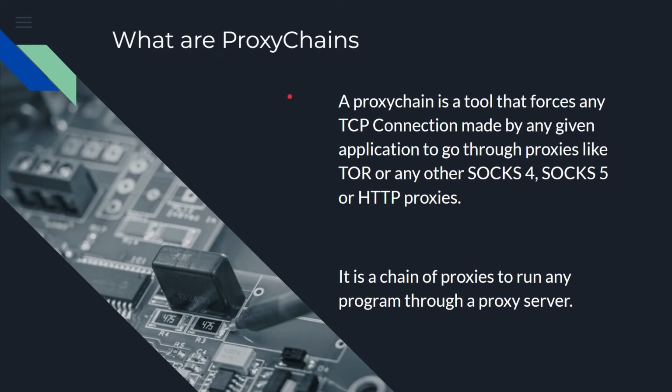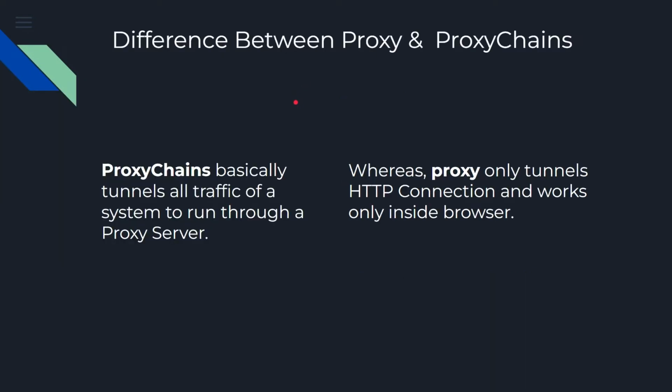Now, what are proxy chains? A proxy chain is a tool that forces any TCP connection made by any given application to go through proxies such as Tor or any other SOCKS4, SOCKS5 or HTTP proxies. It is a chain of proxies to run any program through a proxy server. So what are these SOCKS4, SOCKS5 and HTTP? These are different kinds of traffic which we send from our web browser or from our system to a server.